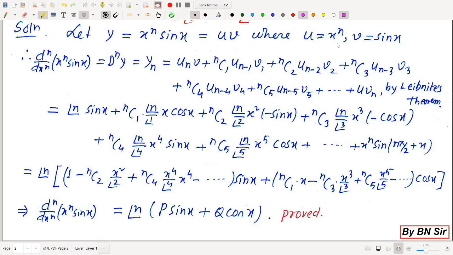nc5 x to the power n minus 5th derivative is factorial n by 5 factorial x to the power 5, and this derivative of sin x is cos x. So we have written like this, and last term is x to the power n remains, means u remains, vn, and nth derivative of v, sin x, is sin of n pi by 2 plus x, all of you know.